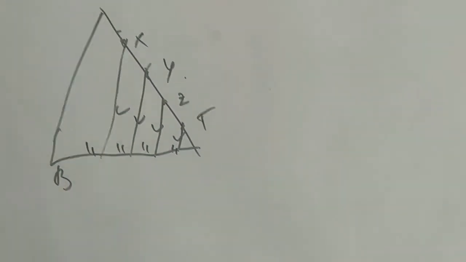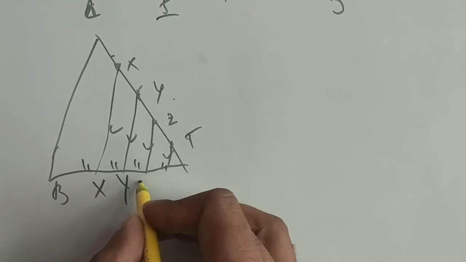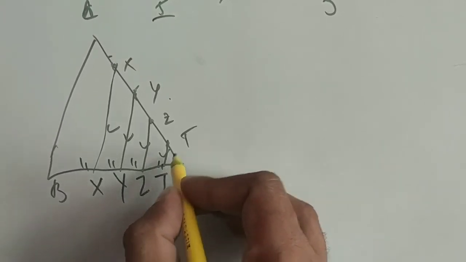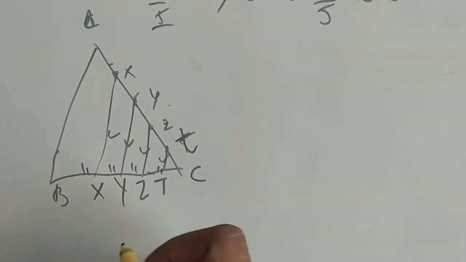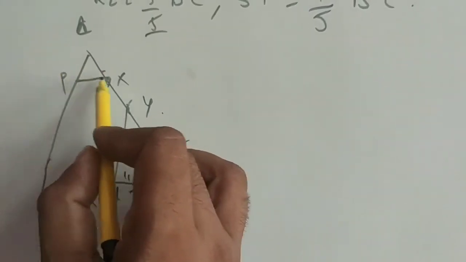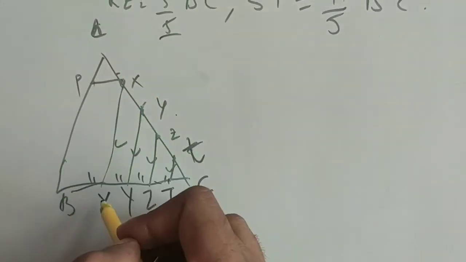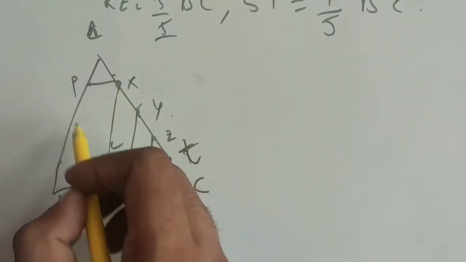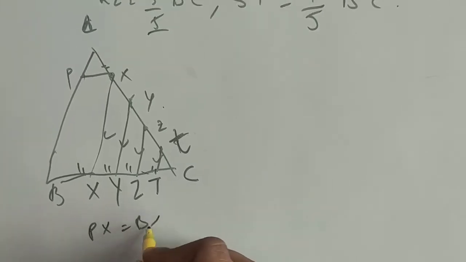Clear? So what we call this capital X, capital Y, capital Z and capital T, small t, and this C. So these parts are also equal. Now if we join this PX, we know that PX is parallel to BX and BP is parallel to XX by construction. So therefore this is a parallelogram. So PX and BX are equal. PX is equal to BX.